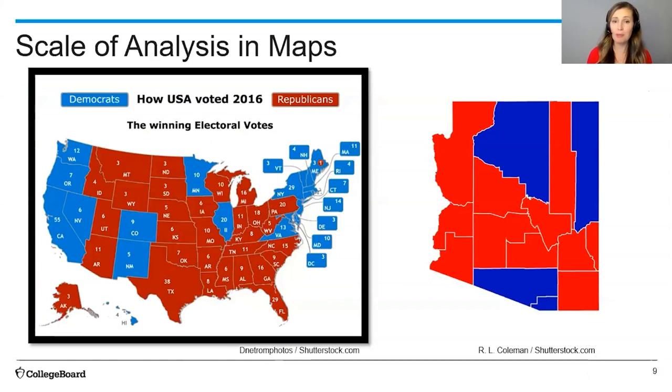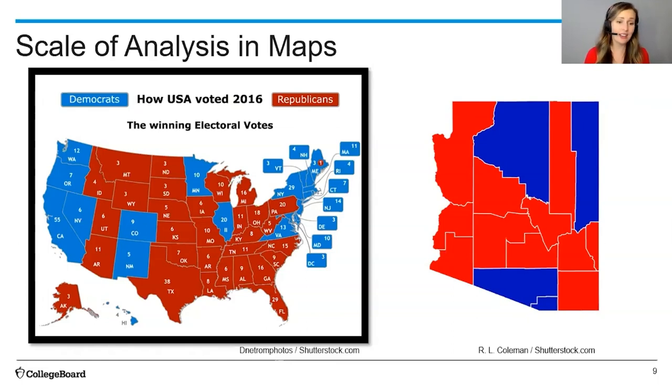I have two additional maps here to give you an idea of how different information may be portrayed differently when you look at it at different scales. For example, the first map here shows the winning electoral votes in the 2016 election, blue for Democrats and red for Republicans. As you look at the United States and you look at the state of Arizona, for instance, you see that it is colored completely in red, indicating that it went for the Republicans, that the votes there went to the Republican nominee.